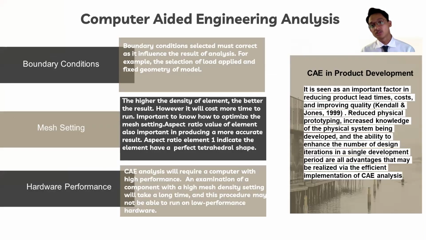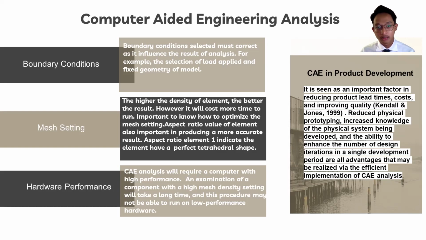Computer-aided engineering analysis is used in product development to reduce time and cost and improve the quality of the machine produced. There are three main topics that we need to focus on in CAE analysis. The first one is the boundary condition. Boundary condition is very important as it must be correct since it influences the result of the analysis. And on the mesh setting, we need to look at the density of the element and the maximum aspect ratio value.